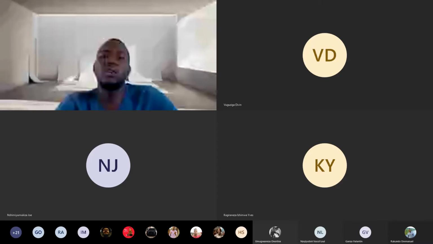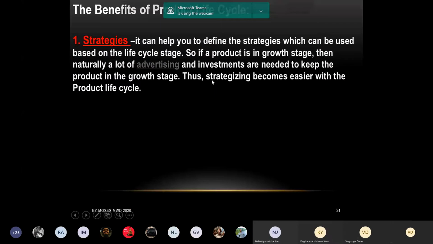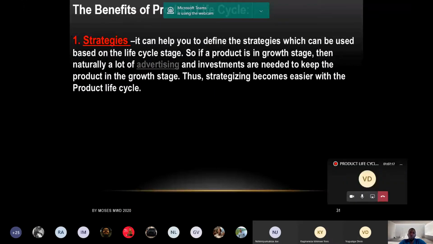So, benefits of product life cycle. Read through that paragraph; someone can even explain it better than I can. I can explain it. The point is not about strategies. It can help you define the strategies which can be used based on the product life cycle stage. If the product is in a growth stage, then naturally a lot of advertising and investment is needed to keep the product in the growth stage. Thus, strategizing becomes easier with the product life cycle.